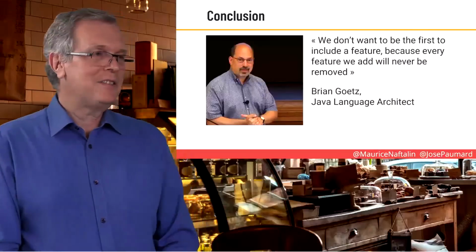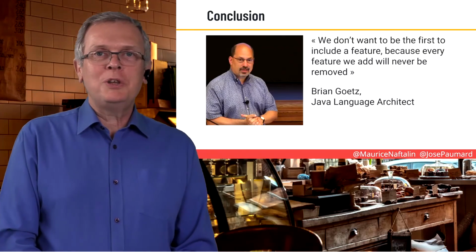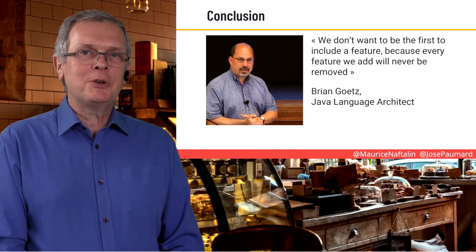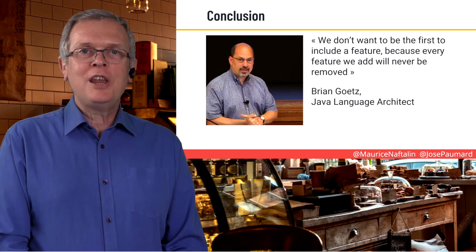The development of Java now is guided by the chief language architect, Brian Goetz. And José has a favorite quote from Brian to explain why Java evolves in the way that it does. Yes, Brian once said that we don't want to be the first to include a feature because every feature we add will never be removed. It will stay forever. And we both know, Maurice, that forever may be a very, very long time indeed.